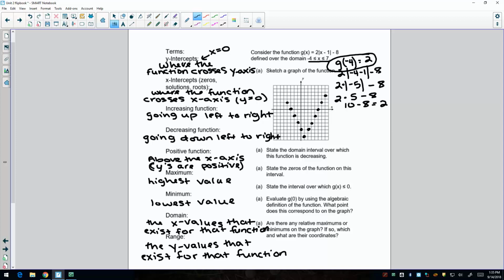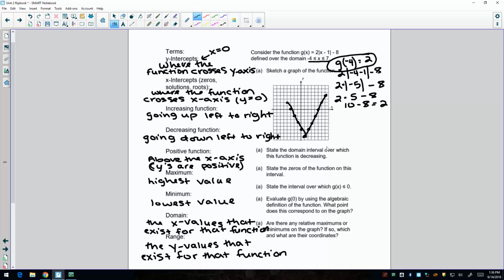And then we connect. Do not put arrows on the ends of your graph because they only wanted the specific domain. They did not want you to graph this entire function. They just wanted that domain, so you're only going to graph those points. So do not put arrows. Okay, now we're going to answer some questions based off of this graph.